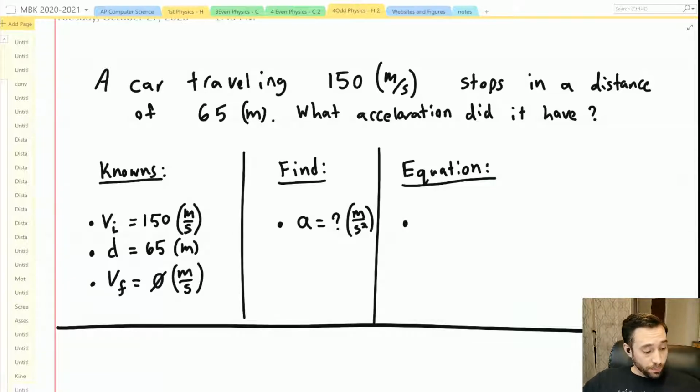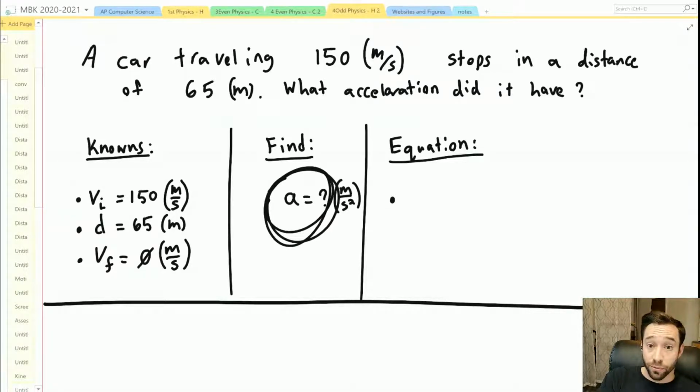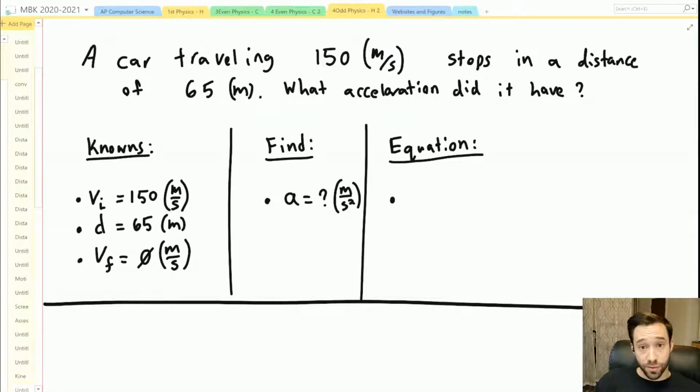So this is where, I don't want to say the difficult part of physics, but this is where people get lost, and this is where people get intimidated by physics. So now that we've gotten all the information that we need from the problem, we need to figure out how to solve for my acceleration. So this is where the equations come into play.